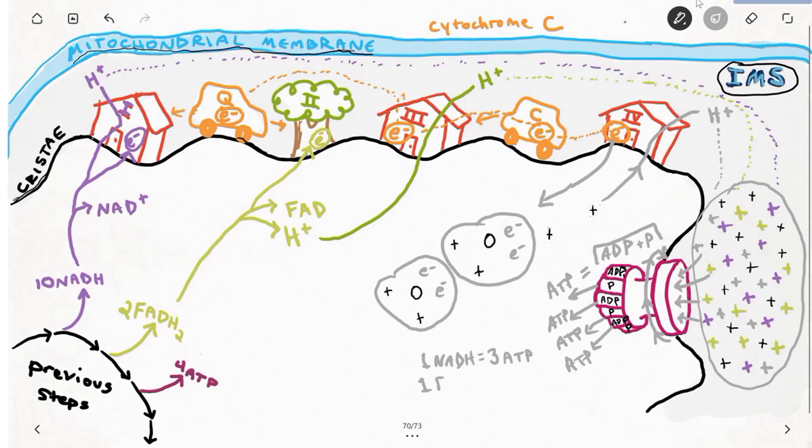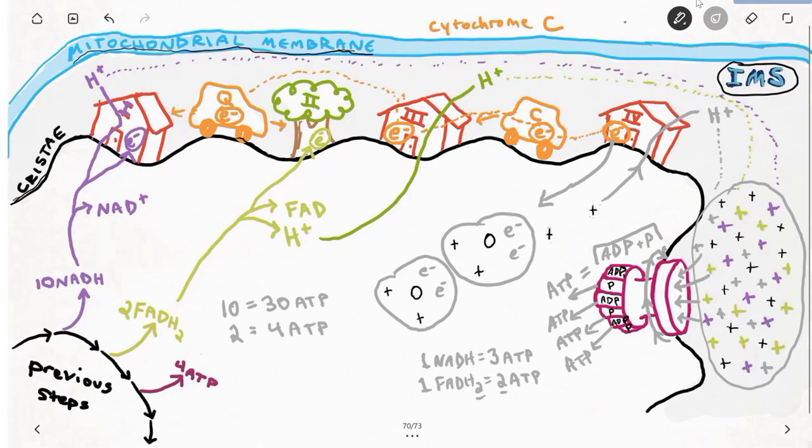For every 1 FADH2, you make 2 ATP. I always remember it because 2 and 2. So FADH2 makes 2 ATP, 1 NADH makes 3 ATP. So if we had, from the previous steps, 10 NADHs, and every 1 NADH makes 3 ATP, that means you're going to have 30 ATP from the NADHs. We had 2 FADH2s, and for every 1 FADH2, it makes 2 ATP. So if we have 2 of them, that's going to make 4 ATP.